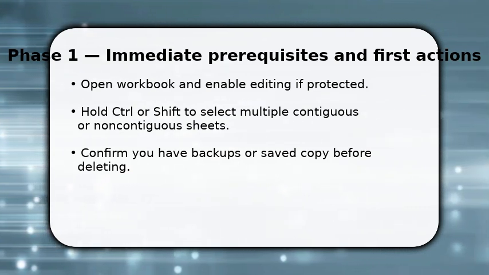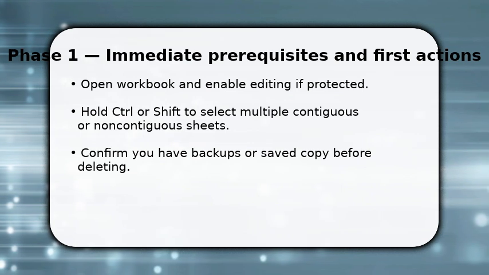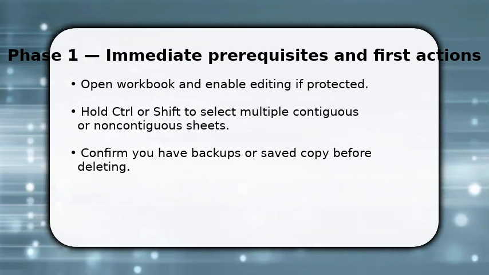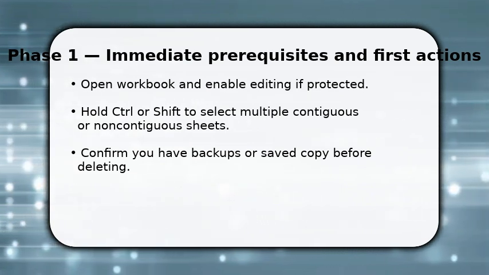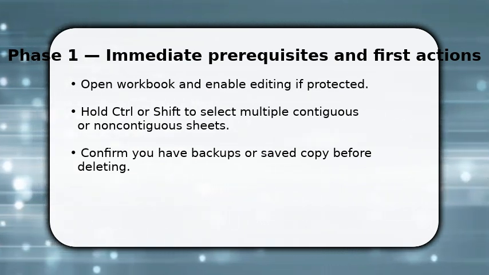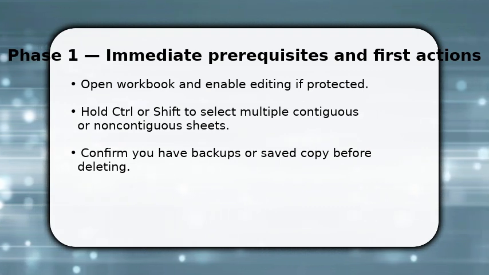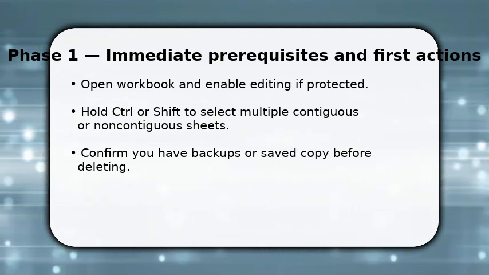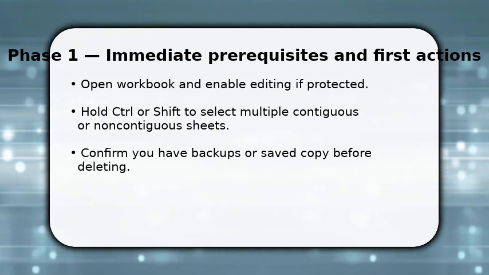Make sure to check for hidden sheets. Unhide them from the Sheet tab menu if needed. Once done, glance at any worksheet level protection. If it's on, unlock or save a copy first. This avoids accidental loss and explains why backup matters before you proceed.